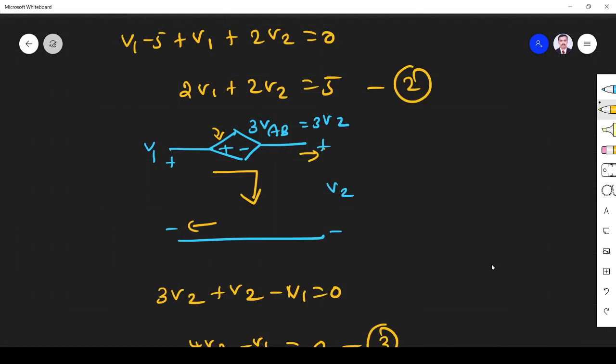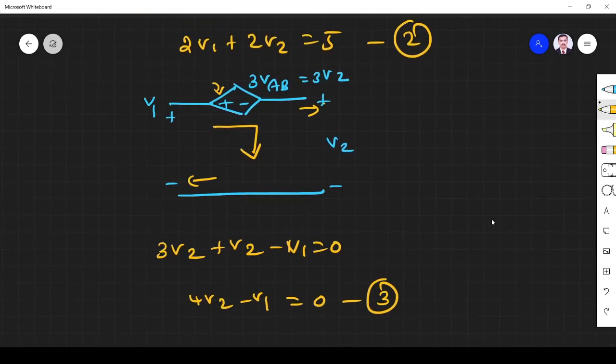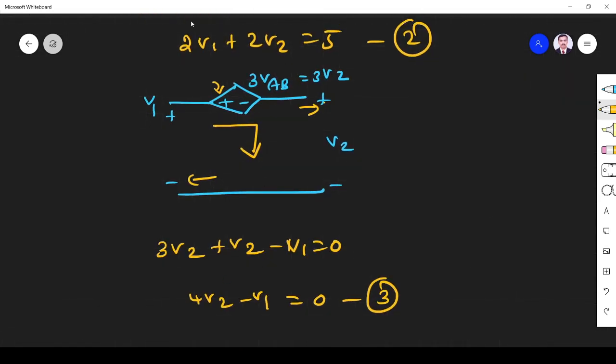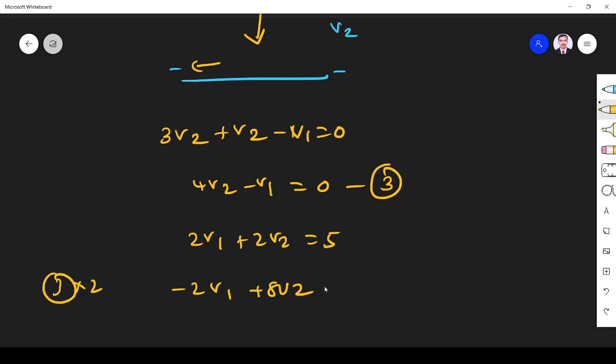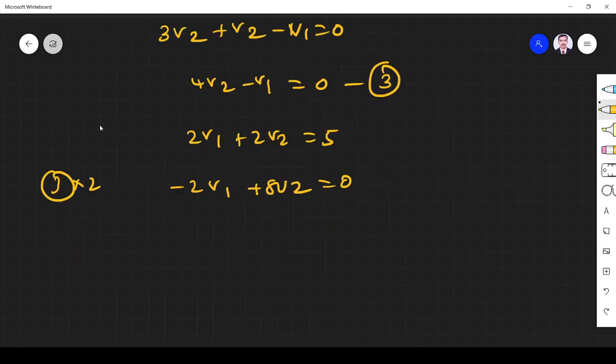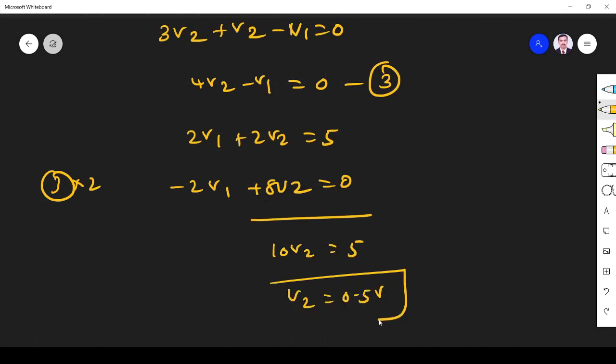So I simplify from 2 and 3. If I multiply this one by 2 times, what I will get is 2V1 plus 2V2 is equal to 5. So here I put equation number 2, 2V1 plus 2V2 is equal to 5. If I multiply this one 2 times, minus 2V1 plus 8V2, 3 into 2 equal to 0. Right? So 10V2 is equal to 5. V2 is equal to 0.5 volt. Right? V2 is 0.5 volt.